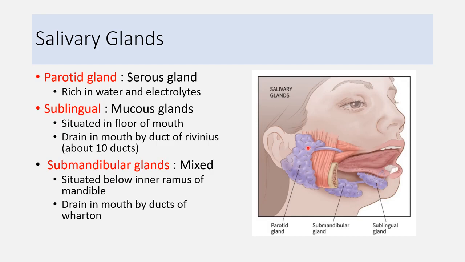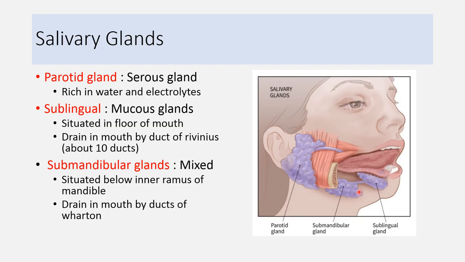Parotid gland: it is a serous gland and it secretes saliva which is rich in water and electrolytes. It opens opposite to the second molar tooth with the Stensen's duct. This is the sublingual gland. The sublingual gland is a mucous gland and it is situated in the floor of the mouth. It drains in the mouth by the ducts of Rivinus, by about 10 ducts, inside the oral cavity.